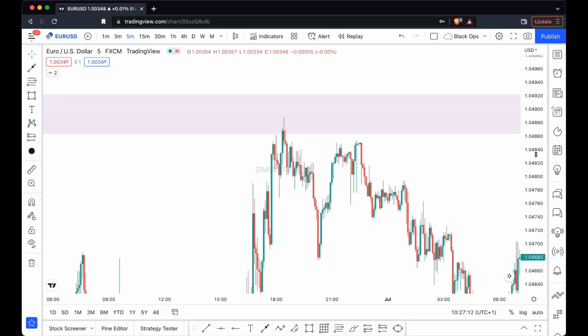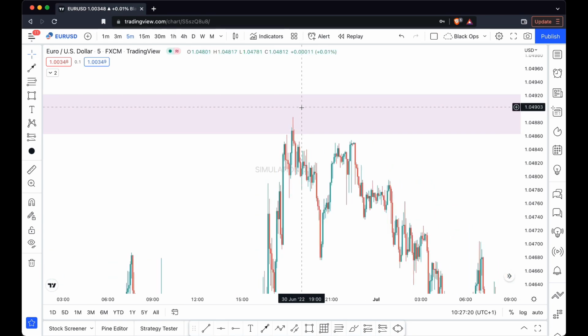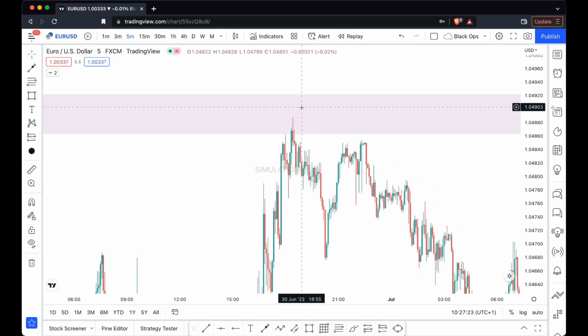Now, like I mentioned in the second example, we could have taken a trade from any of these with stops obviously above this area, and we would be happy to take that trade.